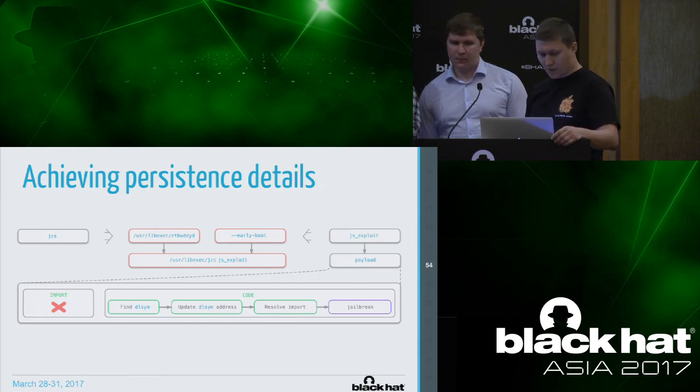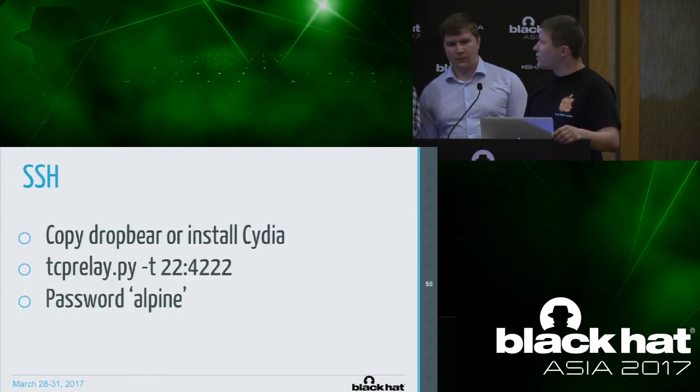The jailbreak binary restores all the patches in the kernel. After that, it's nice to have some SSH access to your iOS device. You can do this in two different ways: you can install Cydia or copy Dropbear. Then on a desktop computer, you use a TCP relay, which creates a tunnel to your device. And then you use regular SSH with the password alpine to access your device.